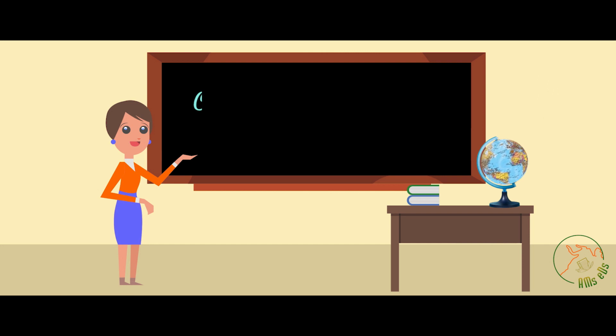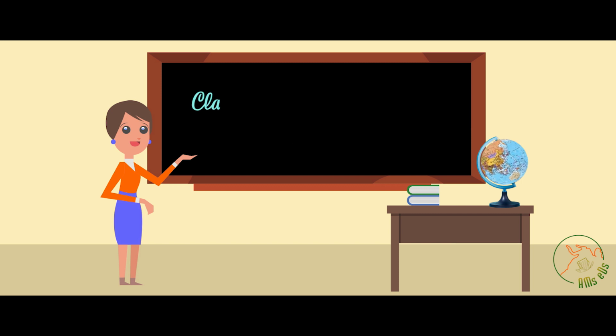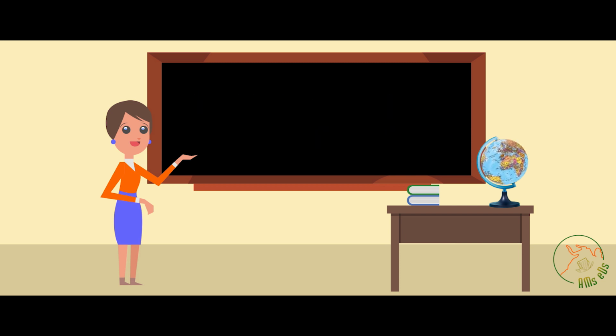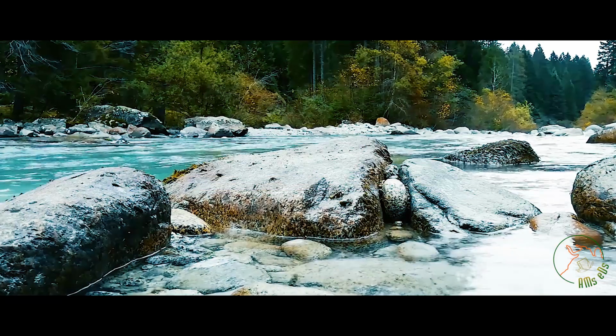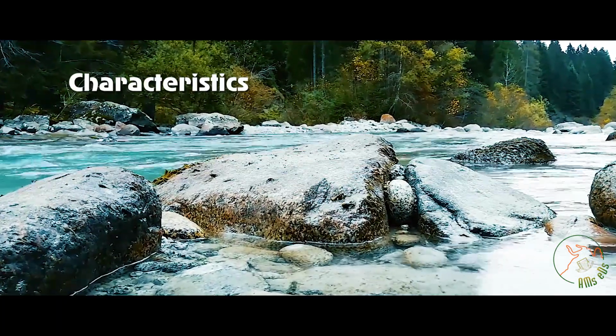Today's session will be on the characteristics or the main features of alluvial soil first. Then we will go through a classification of this soil based on its fertility, and finally find out the crops for which this soil is suitable for growth. So, first to the characteristics of alluvial soil.